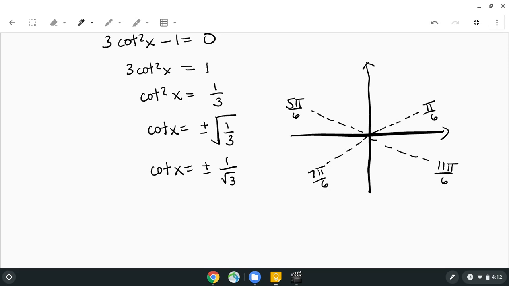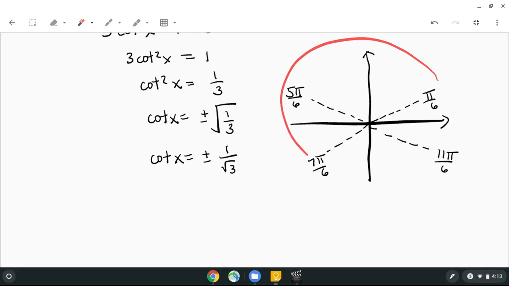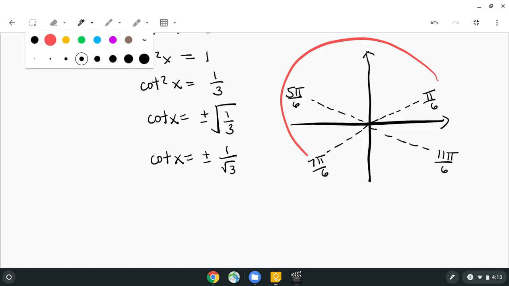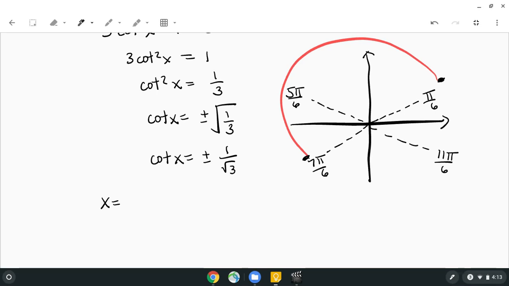An even more efficient way of writing the answer, if you notice, from pi over 6, let me get a different color. From pi over 6 to here, that's 180 degrees, right? That's pi. So I could write my answer, I can knock out both of those. Anything that lands here, all reference angles that land there, and all reference angles that land here, I could get them all just by saying pi over 6.